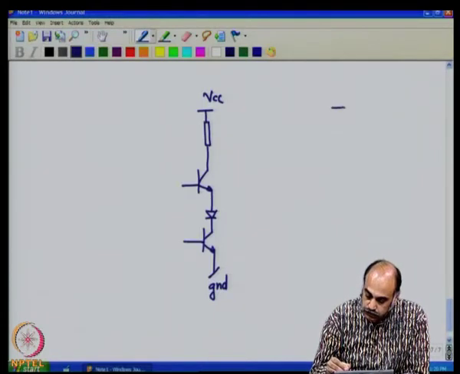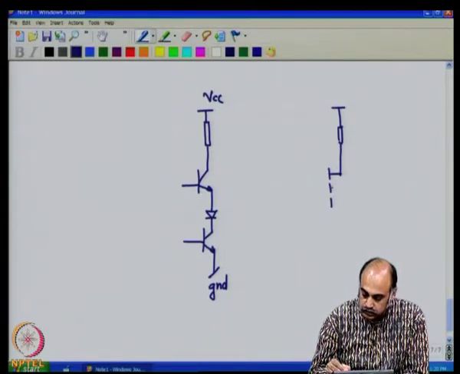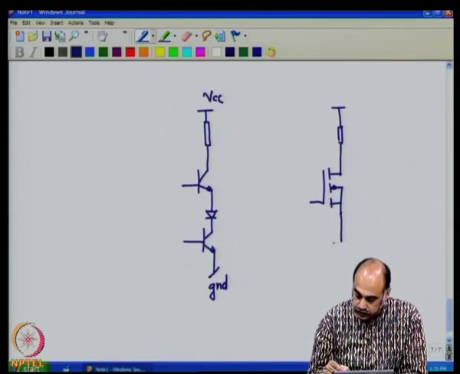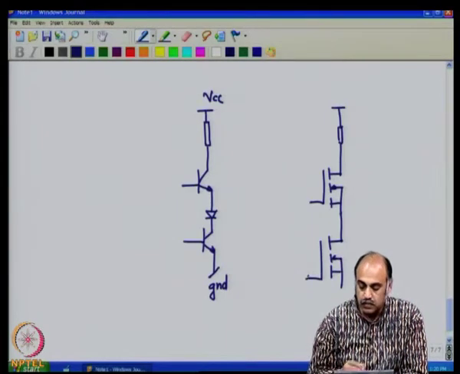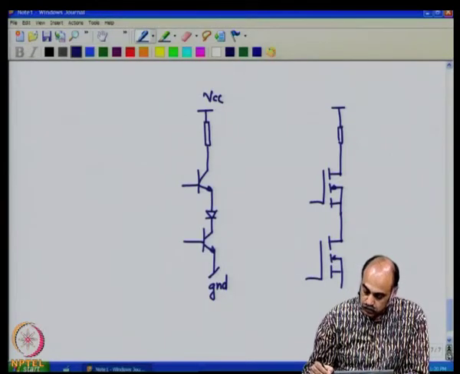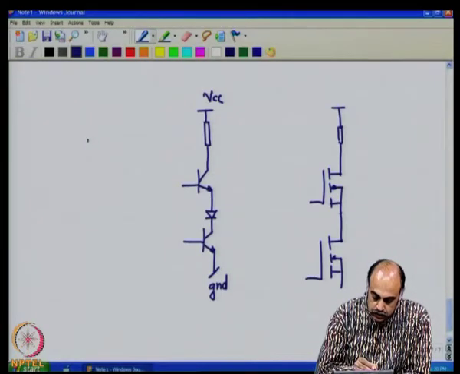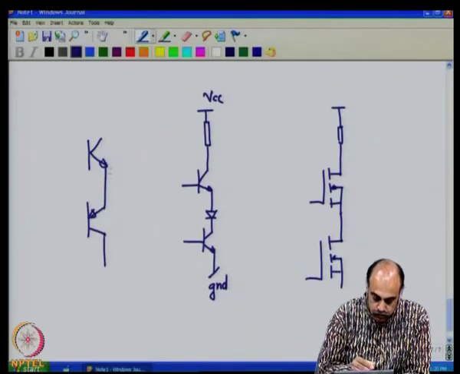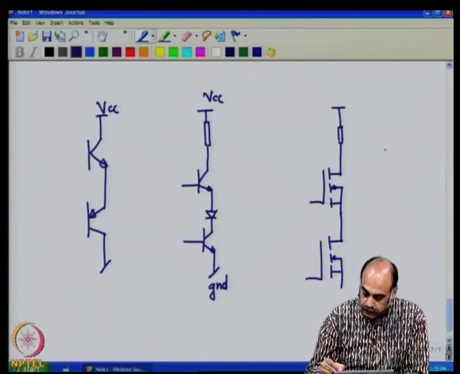You may also have structures like this. MOS based structures. Or you could also have structures that is PNP, NPN types or P type, N types. That is, you could have VCC ground, you could have structures like this.